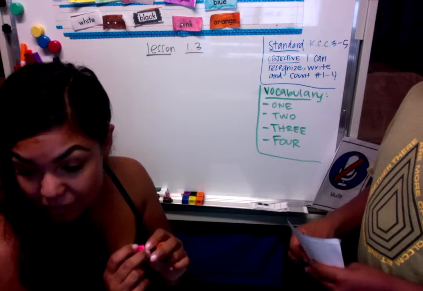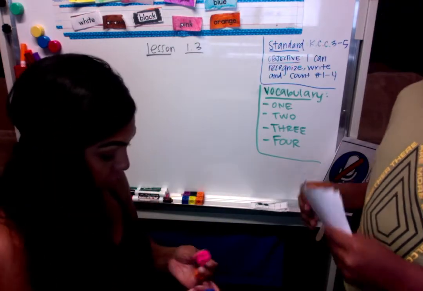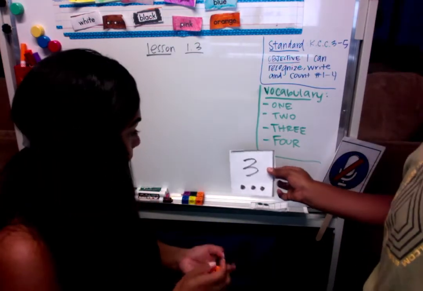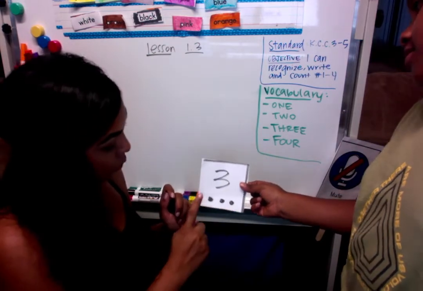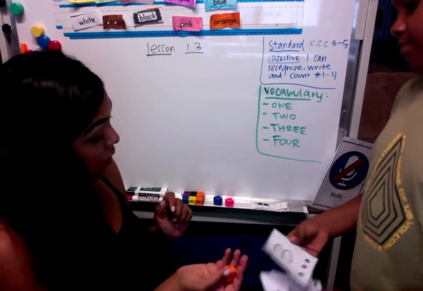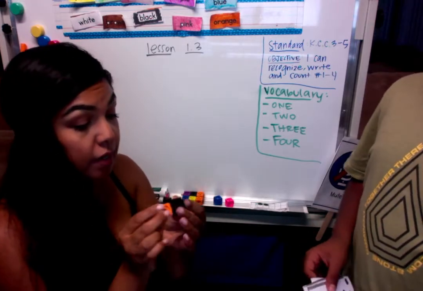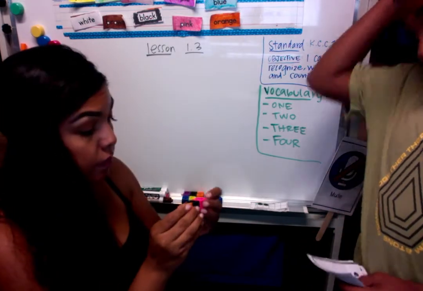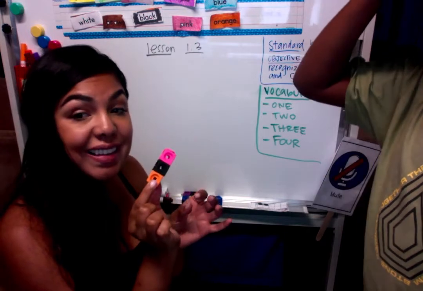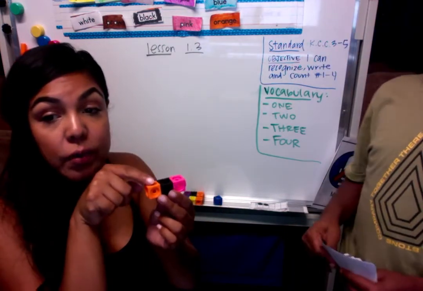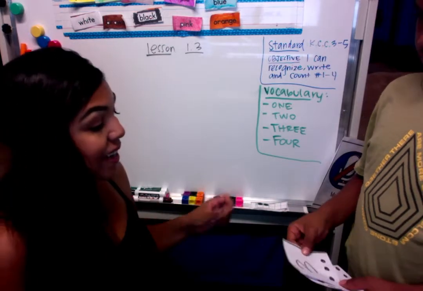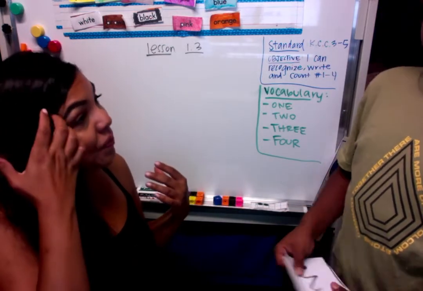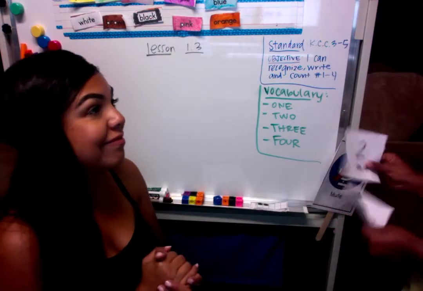All right, next flashcard, teacher Blake. The next flashcard is number 3. Number 3. So now you have to get 3 blocks. Okay, 1, 2, 3. So I'm going to do the same, and I'm going to get 3. 1, 2, 3. Awesome. Now let's count to make sure I got the right ones. 1, 2, 3. Awesome. All right, and now your last number will be number 2.